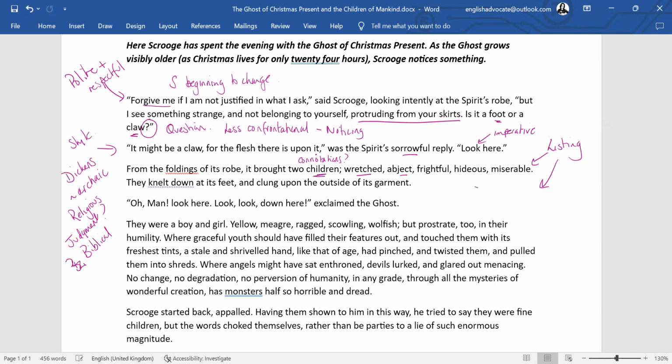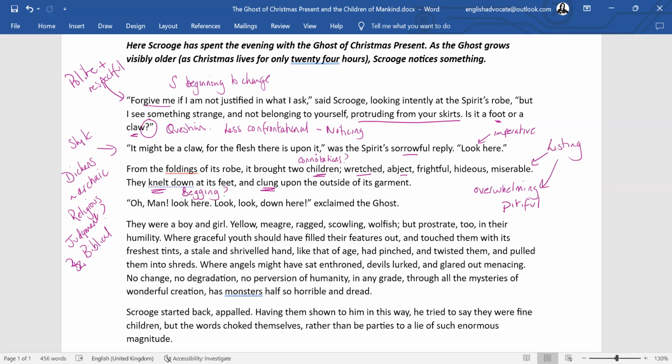And this listing is overwhelming the reader with the kind of bad things, the negative things, the pitiful state of the children. The idea that they cling, they clung, that they knelt down. These are kind of children who are in this kind of position of begging. They need help desperately.